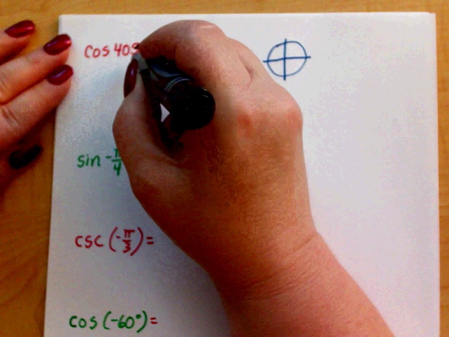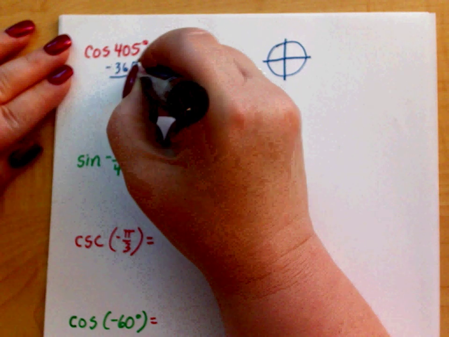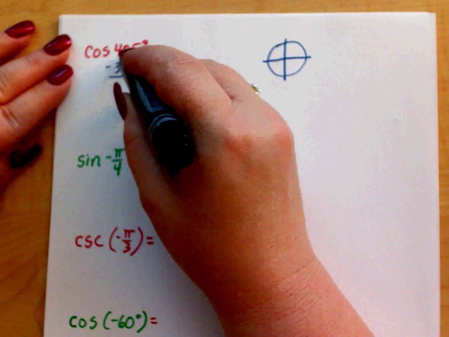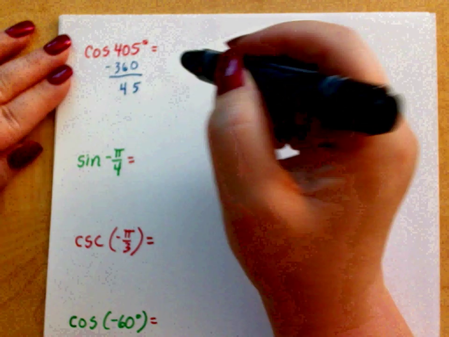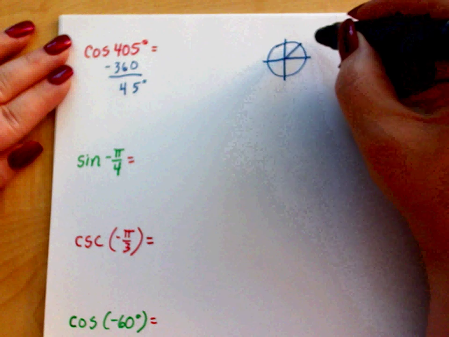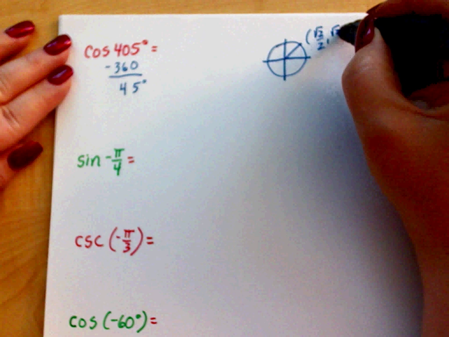So if they give you a number bigger than 360, just subtract 360 from it. So 5 minus 0 is 5. 10 minus 6 is 4, and then I already borrowed one from that. So it's the same as 45 degrees. I know 45 degrees is right here. The coordinate there is square root of 2 over 2, square root of 2 over 2.